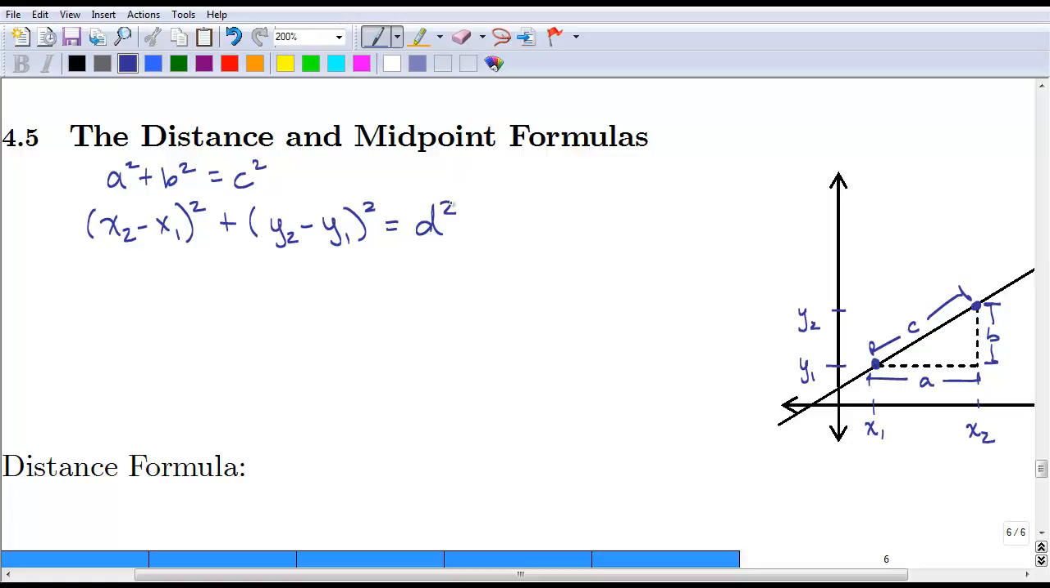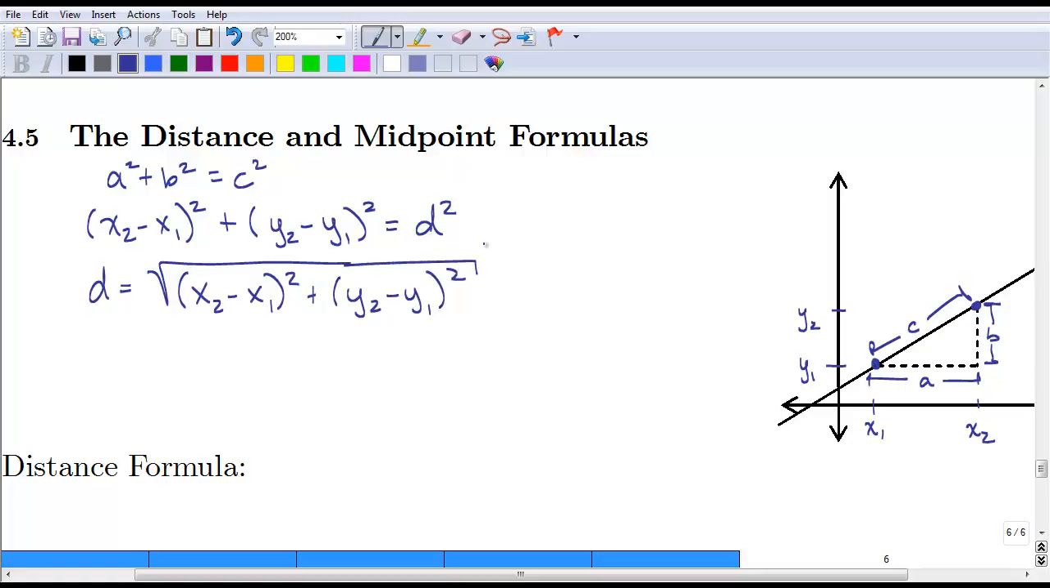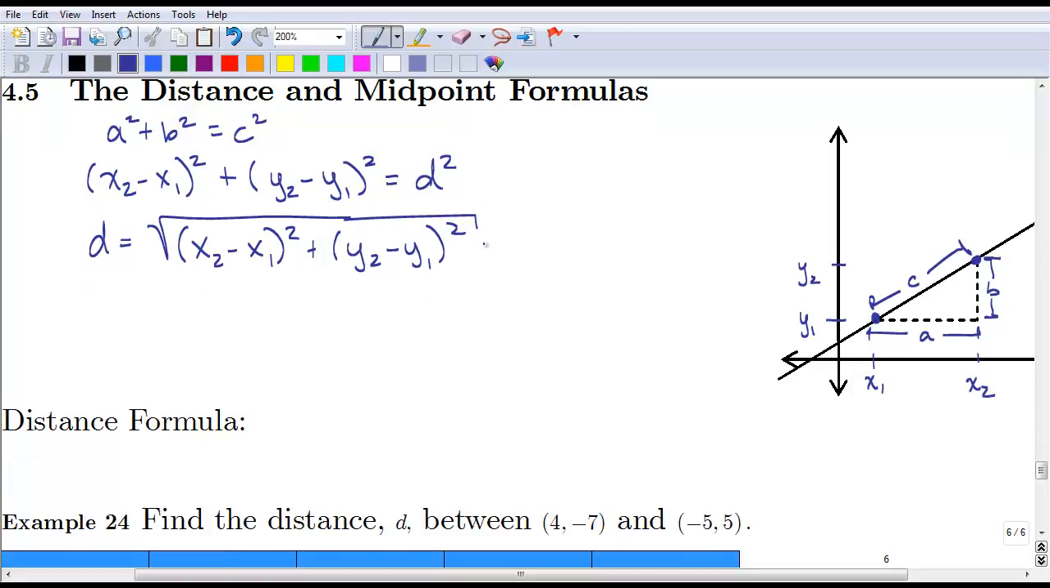So if we want to solve explicitly for d, we can take the square root of both sides, and we end up with d is equal to the square root of the quantity (x2 minus x1) squared plus (y2 minus y1) squared. And it is the square root of the whole thing, so we want to make sure we draw that line over the entire thing. So this here is our distance formula.